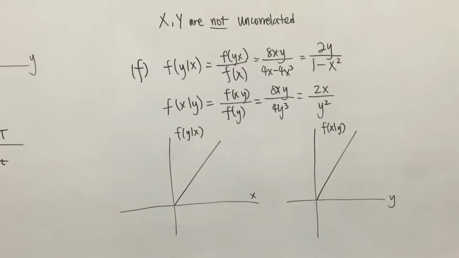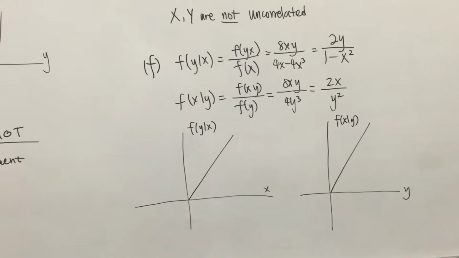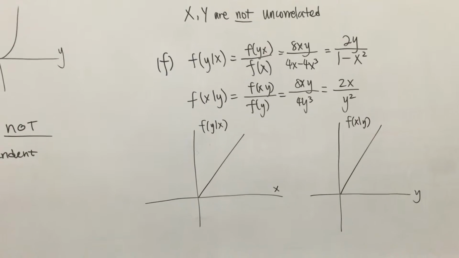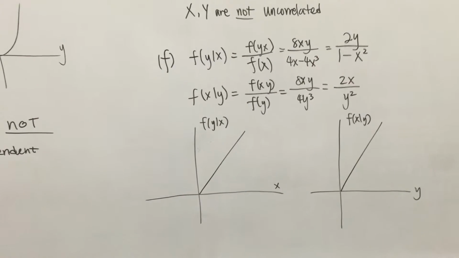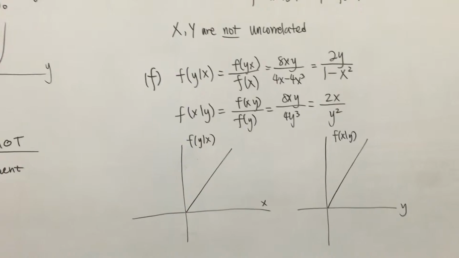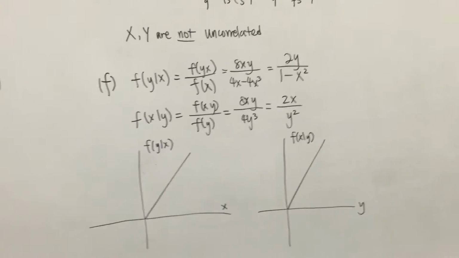To plot this, you will have to fix the denominator. Since you're plotting f of y given x, you really only care about 2y. So you would consider the rest of it a constant, and then you would just get a straight line. And then same thing for f of x given y. So it's pretty much the same plot.